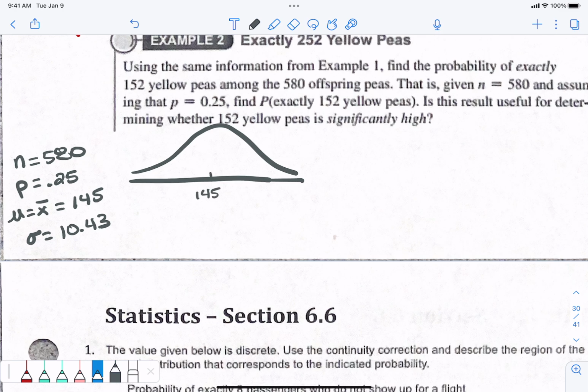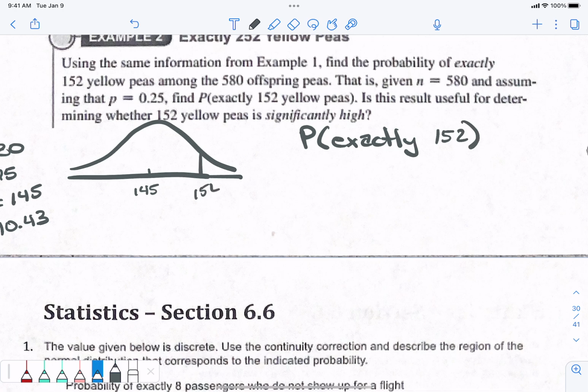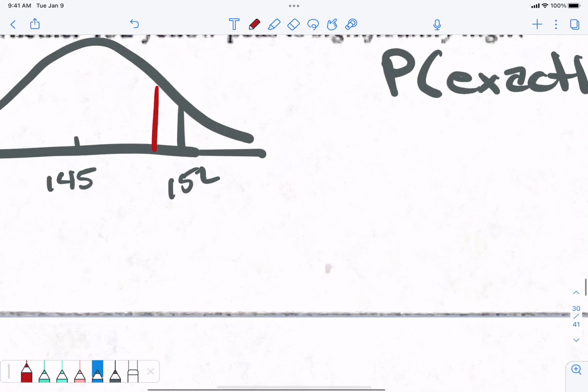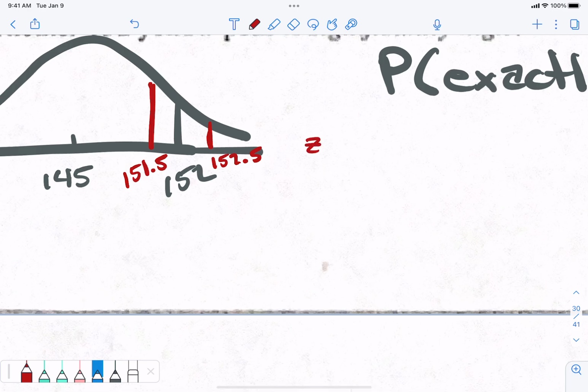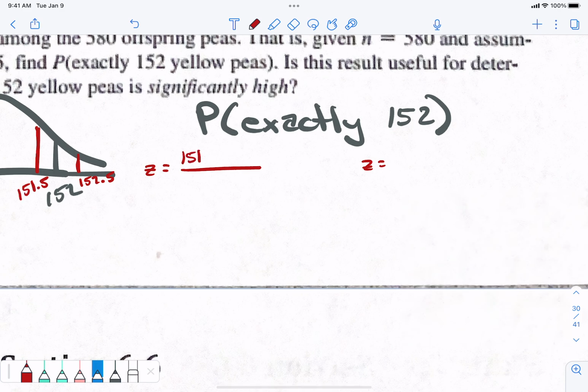We want to know the probability of exactly 152. You do the slice of bread. So 152 is here. What I'm going to do is the slices on either side: 151.5 is going to be one of them, and 152.5. When they say exactly, you have to do a slice of bread. So I'm going to have two different z-scores, a z here and a z here. My first z-score is 151.5 minus the average, which is 145, divided by 10.43. The second one is 152.5 minus 145 divided by 10.43.